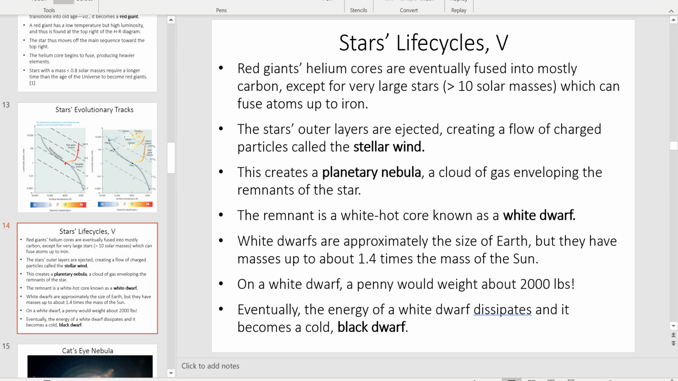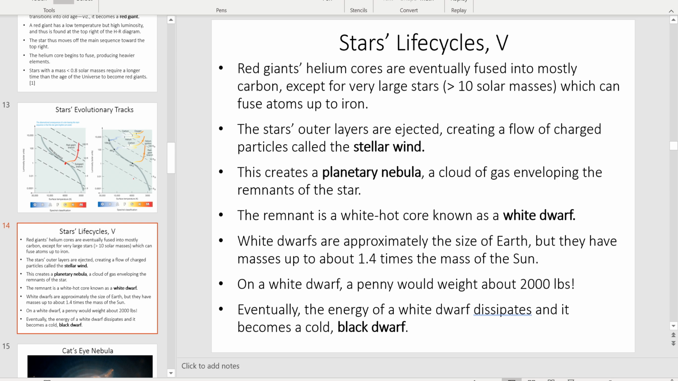Red giants eventually fuse helium into carbon, and if a star is exceptionally large, larger than about 10 solar masses, it can fuse atoms up to iron. It turns out that fusing atoms that have larger and larger masses, generally speaking, takes greater and greater pressures and temperatures. So stars that have less than about 10 solar masses are really going to stop at carbon and really cannot fuse carbon into higher, more massive elements.